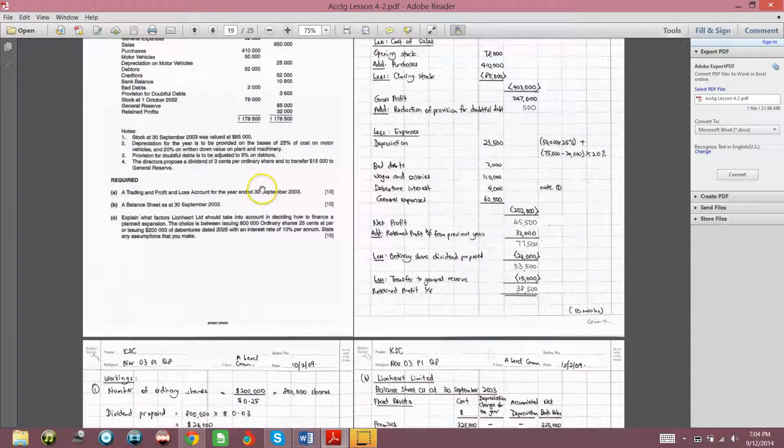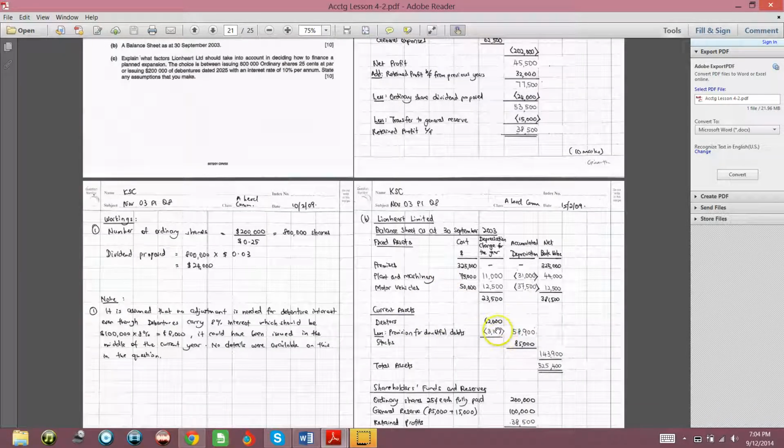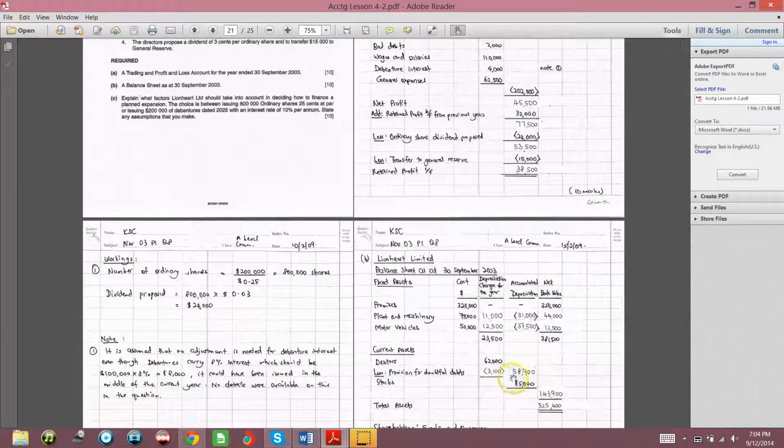So it's a good thing, isn't it? That means the provision needed as a buffer for debtors that eventually won't pay has reduced from 3,600 to 3,100. It's a good thing, yeah.